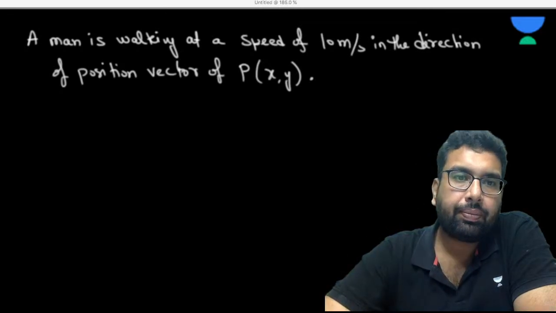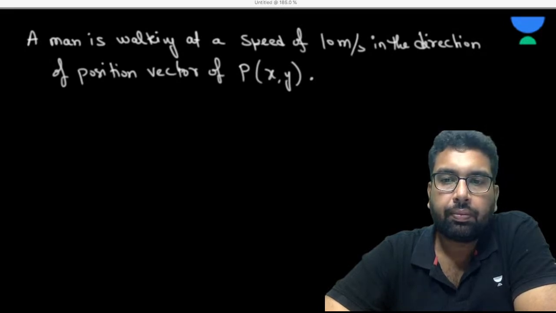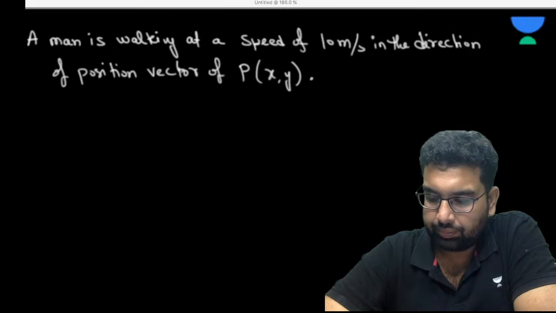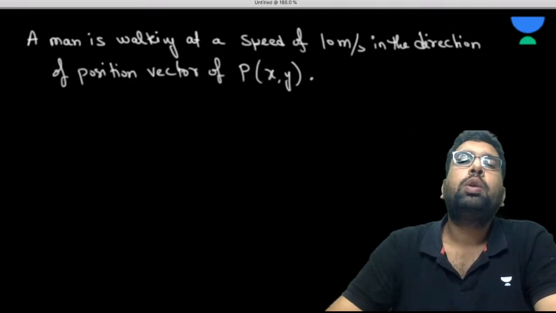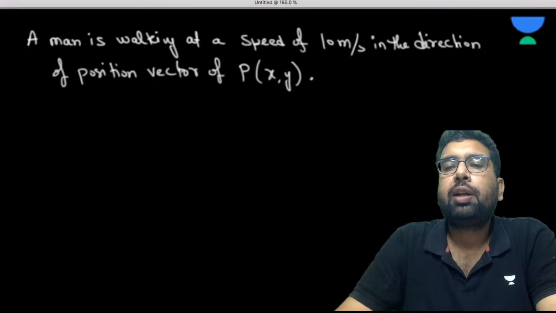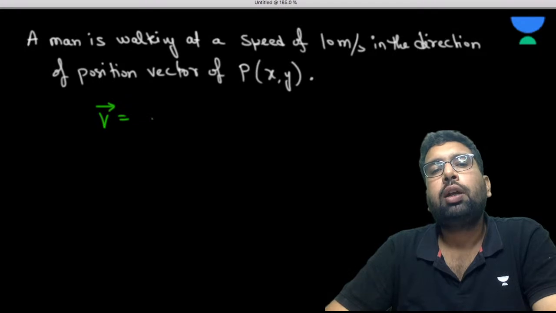Can you tell me that? Wonderful. So, sir, very simple it is. A man is walking at a speed of 10 meter per second. So let's suppose this vector is to be described by v vector. So we know any vector is described by its magnitude and its direction. What is the magnitude of this vector? It is 10 meter per second because the speed is given as 10 meter per second.